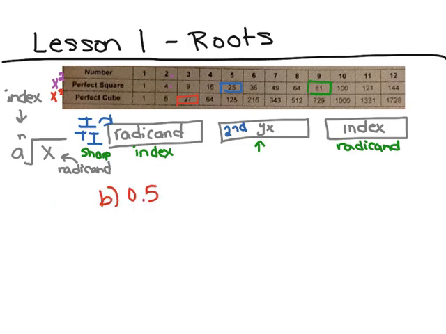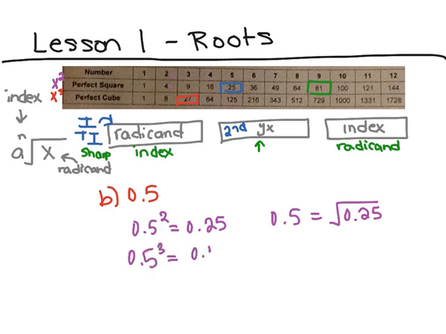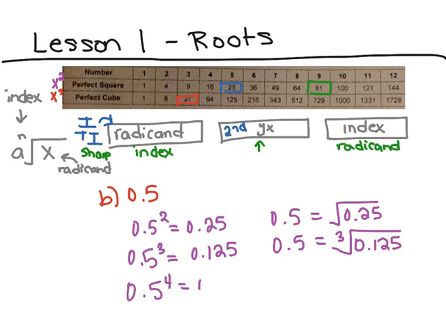Same thing for part B. So 0.5 squared is the same as 0.25. So 0.5 is equal to the square root of 0.25. 0.5 to the power of 3 is 0.125. So 0.5 is the same as the cube root of 0.125. And 0.5 to the power of 4 is 0.0625. So 0.5 is equal to the fourth root of 0.0625.